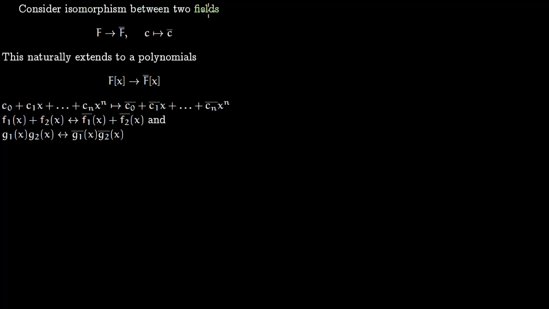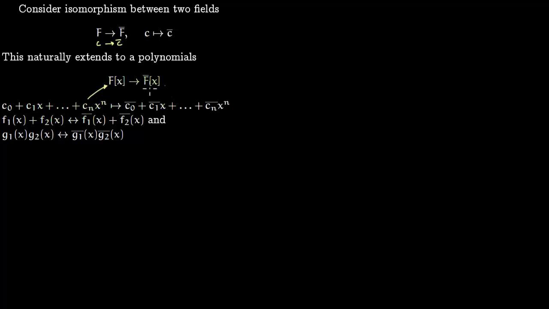So consider an isomorphism between two fields, f and f bar. So c here is getting mapped to c bar here. This isomorphism naturally extends to polynomials. So you have f of x, this will get mapped to f bar of x. So you have a polynomial here, c0 plus c1 x all the way to cn x^n. This lies in f of x.